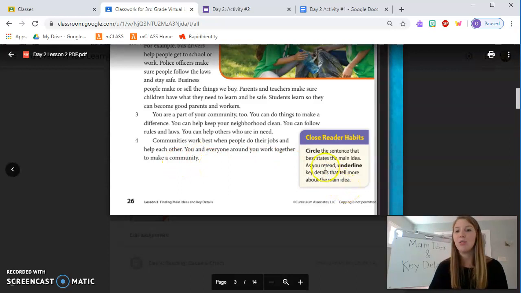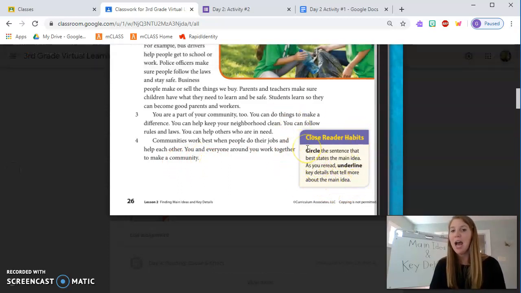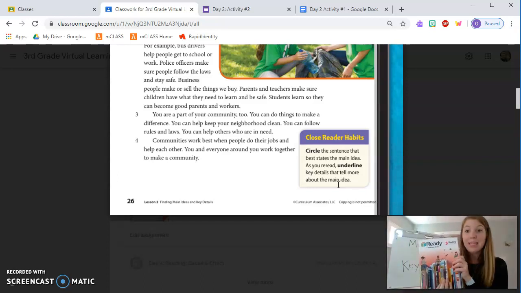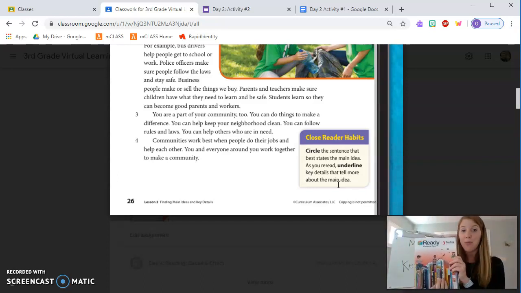So I want you to look at this. It says close reader habits. I want you to go back and reread, and as you reread, circle the sentence that best states what the story was all about. Then as you read, I want you to underline some of those really important facts or details that tell more about what you came up with for the main idea. If you have your Ready book at home, you can do this inside your book. Don't be afraid to write inside.